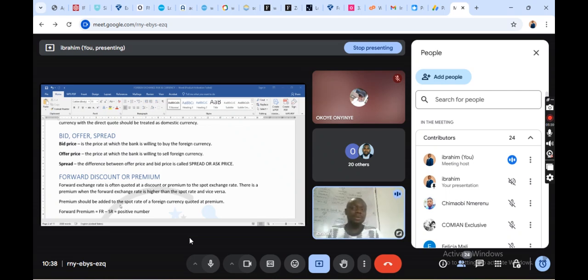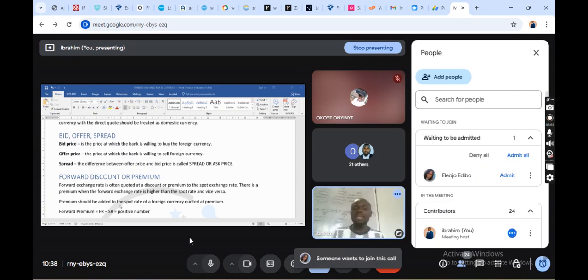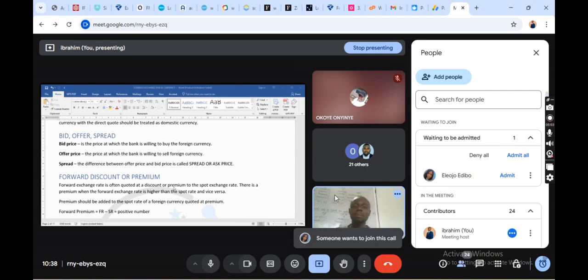As we all know, banks are doing business, right? If they want to sell a foreign currency, let's say $100, then what is the conversion in naira? They will not sell it. They may not sell it at 1,650. Class, they may not sell it at that 1,650 because they want to make more profit.